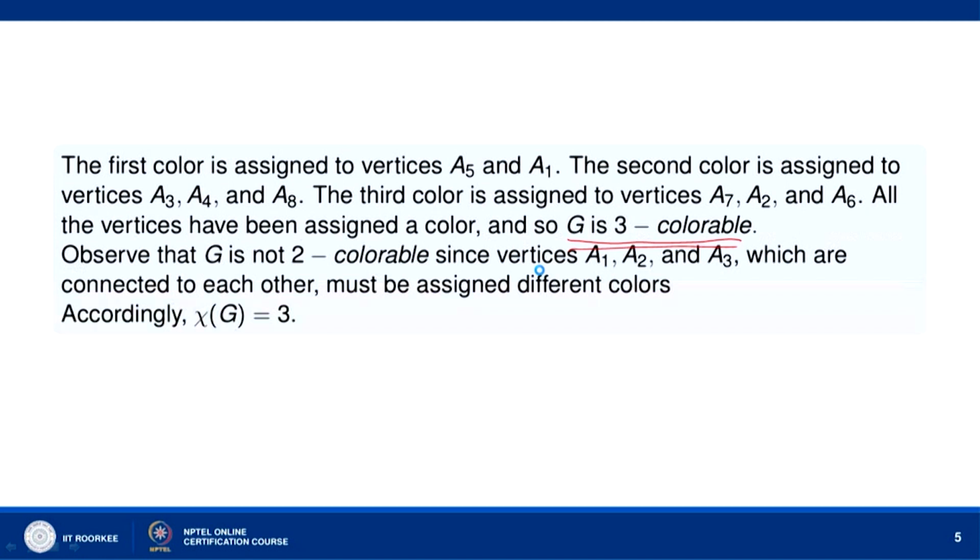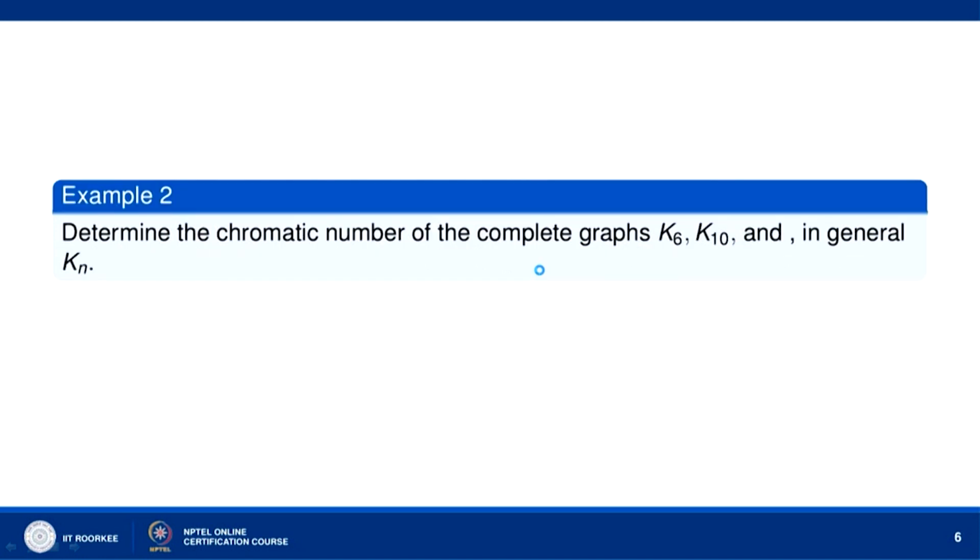Now, let us consider the complete graph K6. K10, in general we can take Kn. Now, Kn is a complete graph. In the case of a complete graph, every vertex is adjacent to every other vertex. So, if the vertices are B1, B2, B3, B4, B5, B6, then each vertex is adjacent to every other vertex. That means they will all have to be painted with different colors. So, 6 colors will be needed.